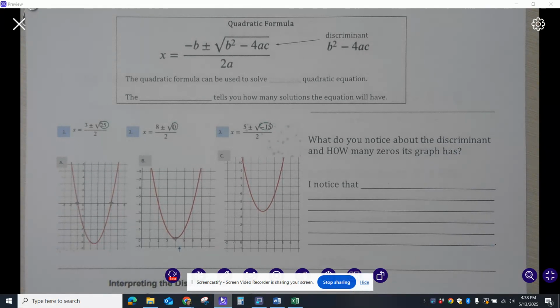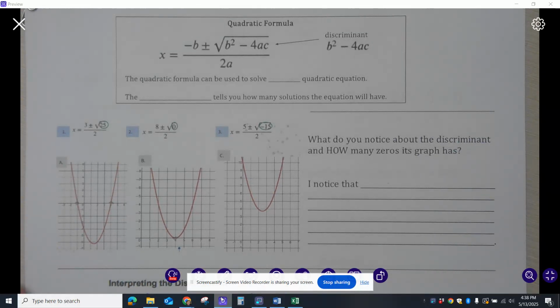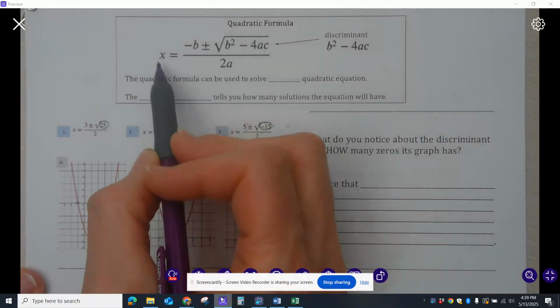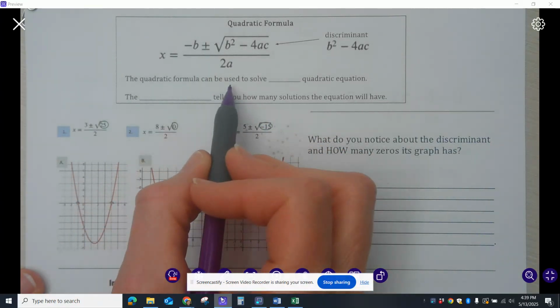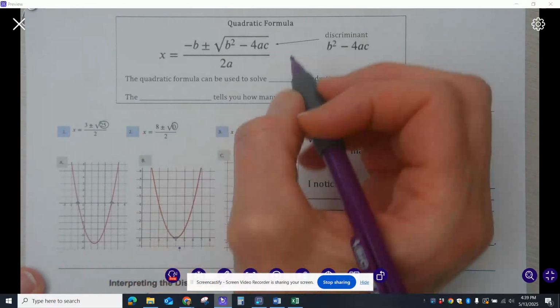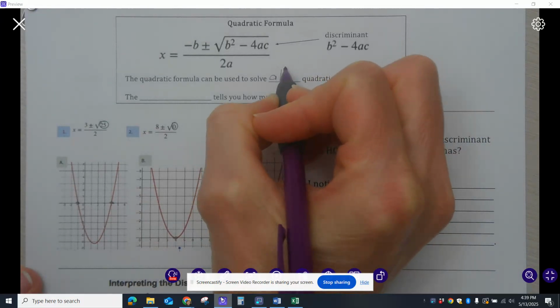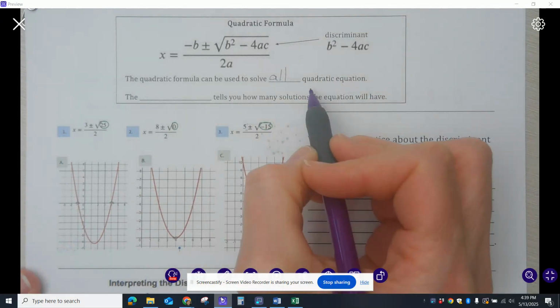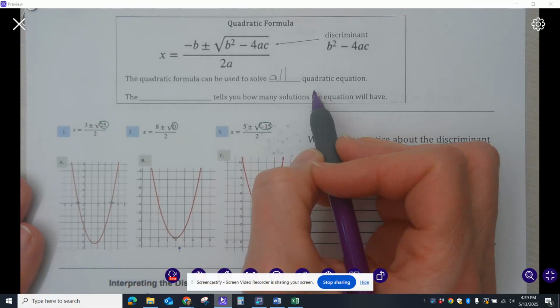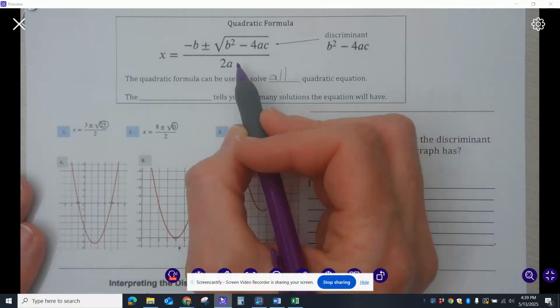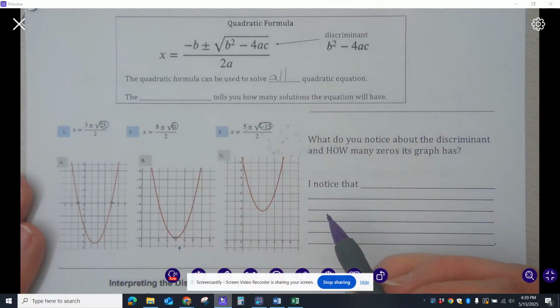In Chapter 8, we found those by factoring, but there are equations that cannot be factored. And in that case, we are going to use this quadratic formula. The quadratic formula can be used to solve all quadratic equations. That's not true about factoring. Now in Chapter 8, we only gave you equations that could be factored, but there are some that cannot be factored. And in that case, you'll use the quadratic formula.